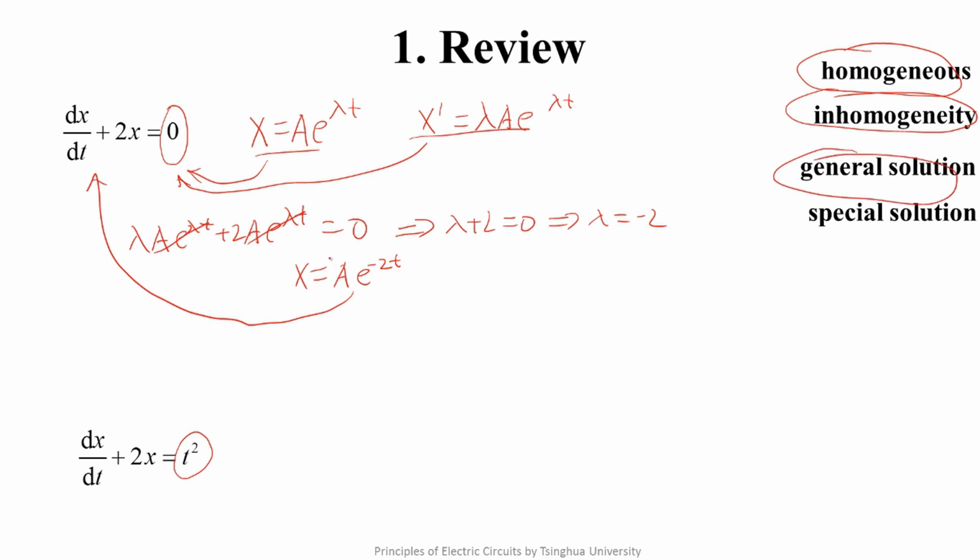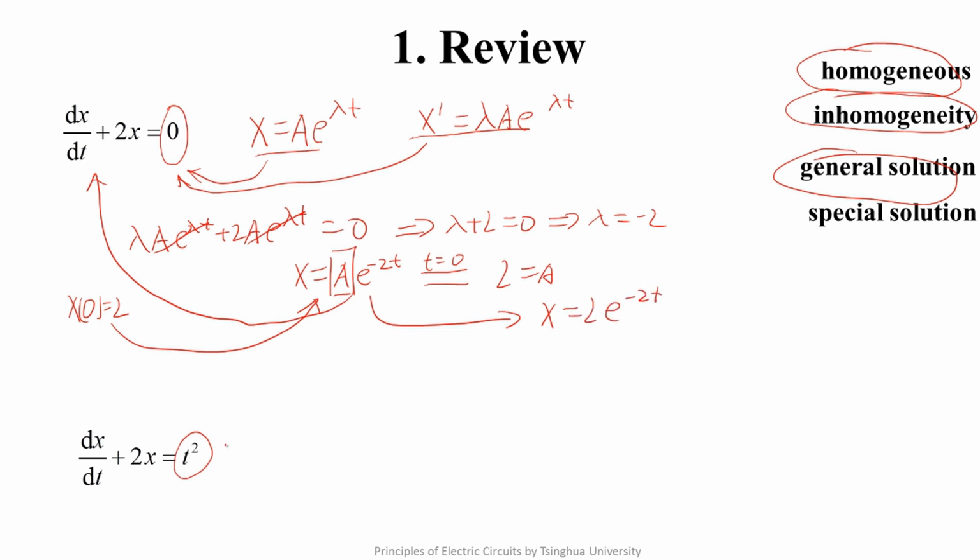Of course, if we want to find the undetermined coefficient a, we need to give the initial condition of the equation. For example, x0 equals 2, substitute it into the expression. We know that x equals 2 when t equals 0. So the solution of the equation is x equals 2 times e to the power of minus 2t.